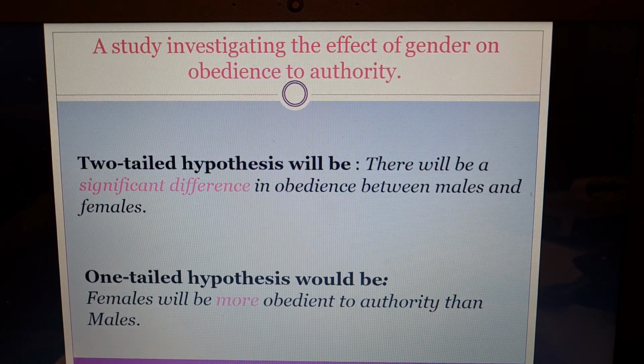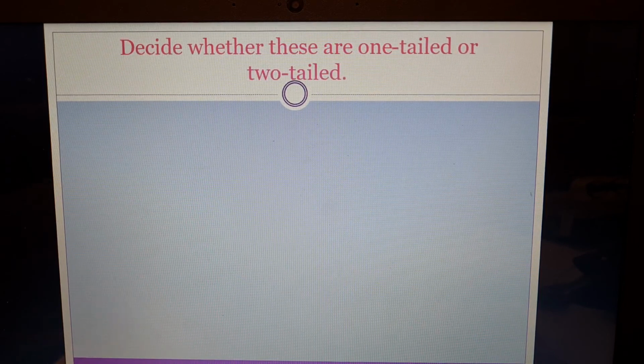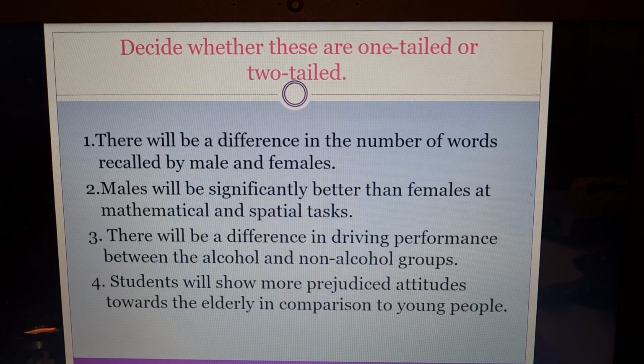So with a one-tailed, we're predicting, is it going to be more, is it going to be less? We're predicting the specific direction in which the results will go. Whereas with the two-tailed, again, we're saying that there's going to be a difference, but we don't know what that difference is going to be. Here's some examples which you could have a go at. So you may want to pause the video at this point and have a go at working out whether these are one-tailed or two-tailed.